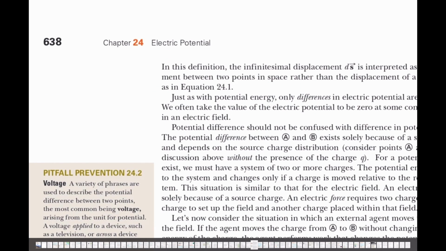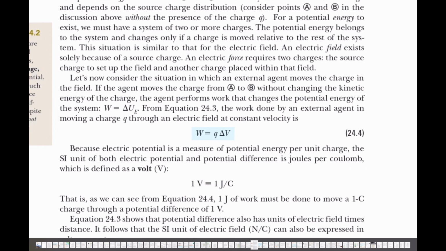So you scroll down a little bit here. They show you that work can be written as q times delta V. That is an interesting point here. Actually, let me read out this point here. Let's now consider a situation in which an external agent moves the charge in the field. If the agent moves the charge from A to B without changing the kinetic energy of the charge, the agent performs work that changes the potential energy of the system. Work is equal to change in potential energy.